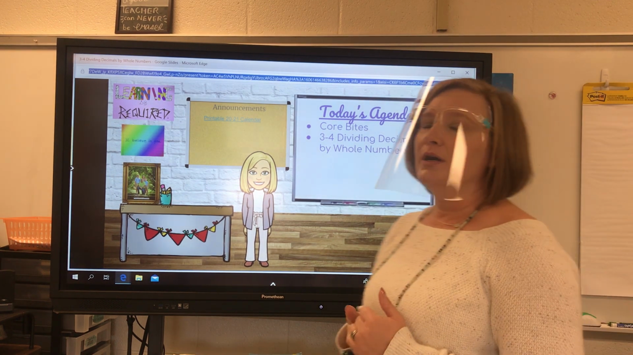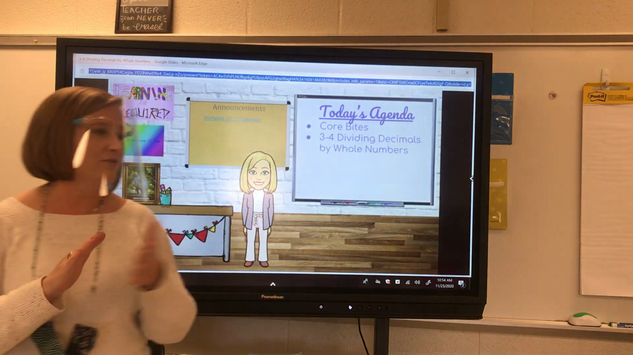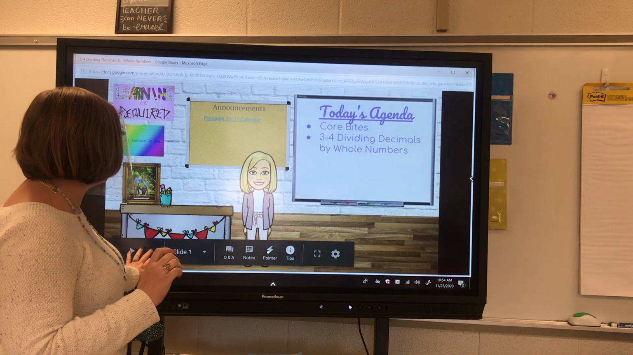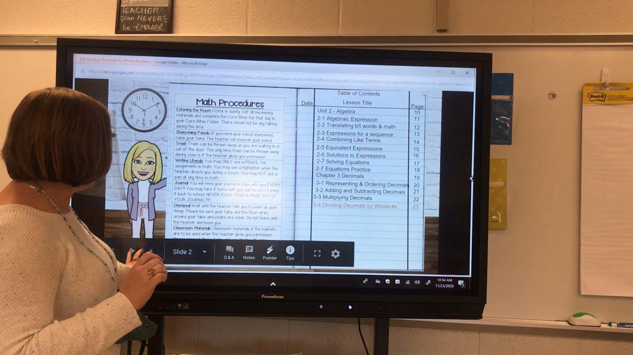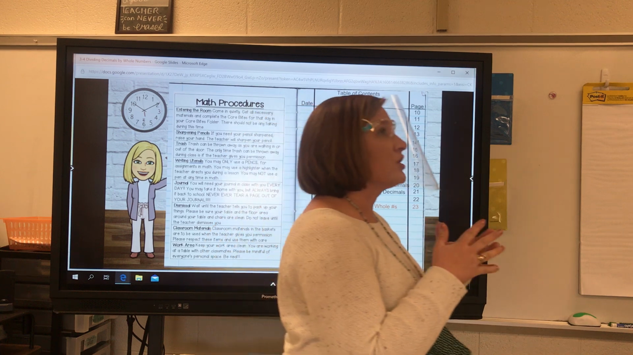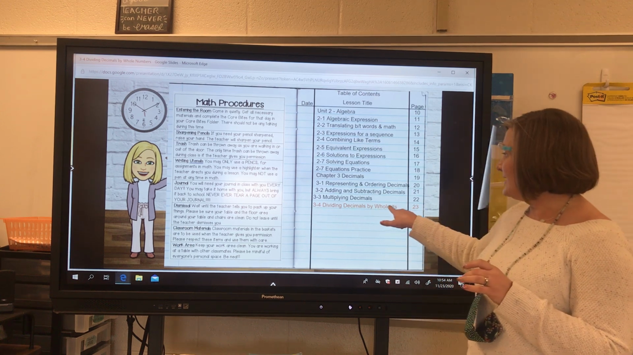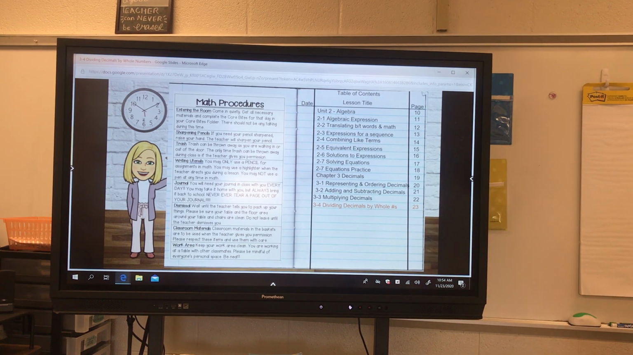Okay, so we are going to start the flip side of multiplying. And in fourth grade, you divided decimals by a whole number. And we're going to start there, okay? We are going to divide by decimals, but we're going to start with whole numbers because remember, I like to start small and build. So today, I want you to add into your table of contents on page 23, divide decimals by whole numbers. Write it in your table of contents and then we'll keep going.